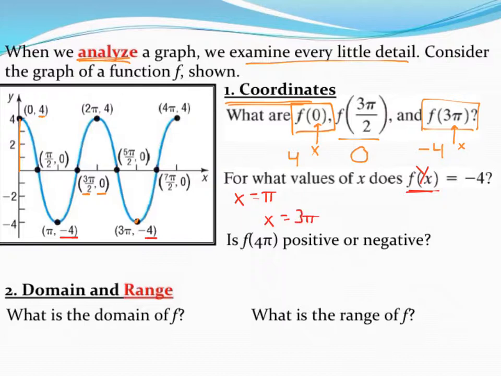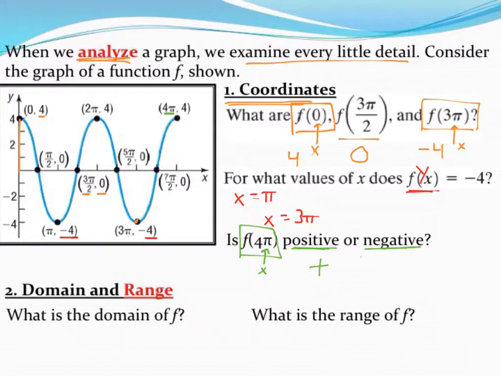The third kind of thing they can ask you about coordinates is this question. Find f of 4 pi. And they want to know, is the graph positive or negative? In other words, if you find an x value of 4 pi, is the graph positive above the axis, or is the graph negative below the axis? So let's find where x is equal to 4 pi on the graph. I can see it up here, and I see that my graph is above the x-axis at this point. So this value must be a positive value.